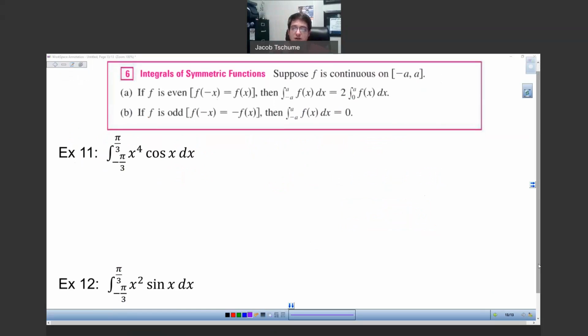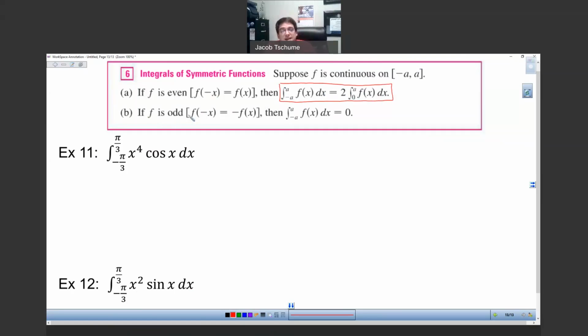So what integrals of symmetric functions says is that suppose you have a function that's continuous on the interval negative a to a. If f is an even function, which means that f of negative x equals f of positive x, then you can rewrite your integral from negative a to a as 2 times the integral from 0 to a. So essentially, instead of having a negative lower parameter, you can change your lower parameter to 0 and just double that integral. It'll be a lot easier to work.